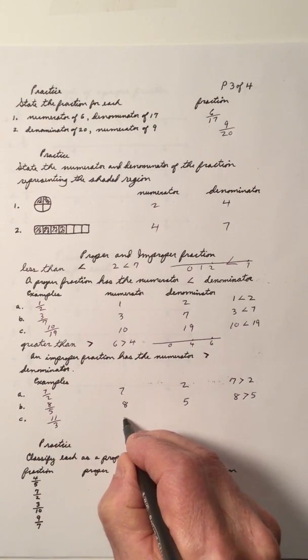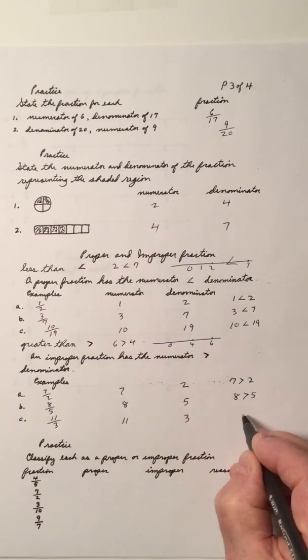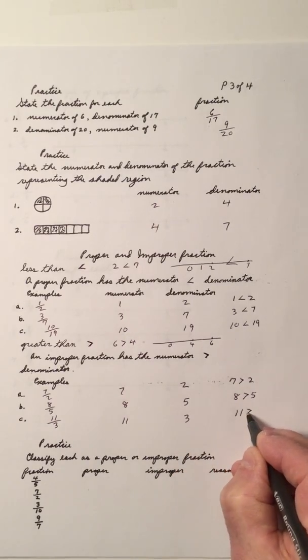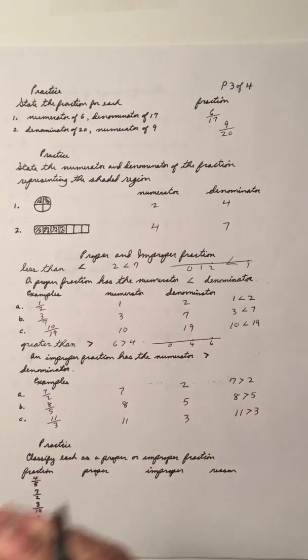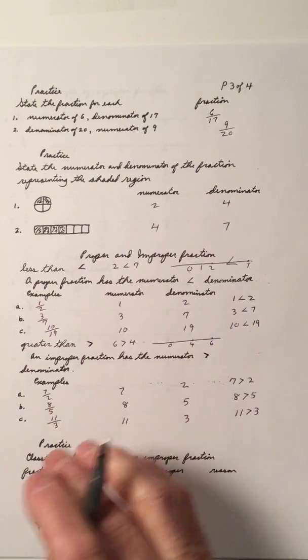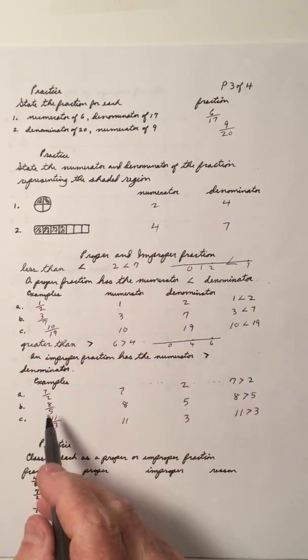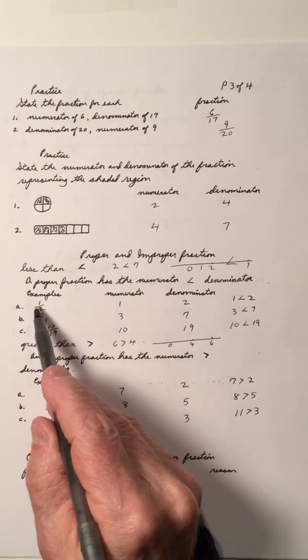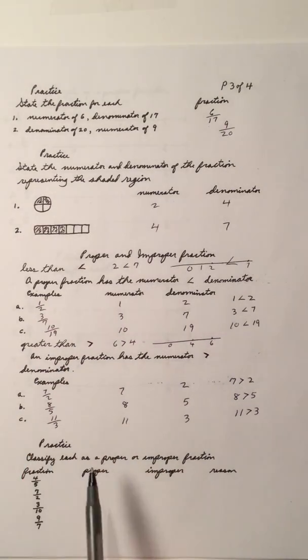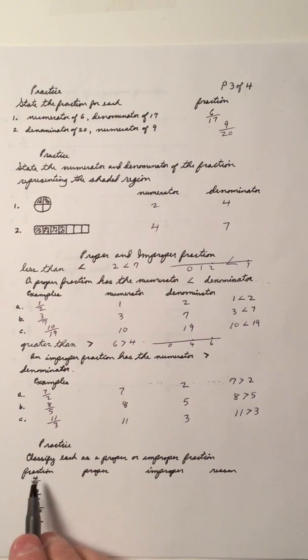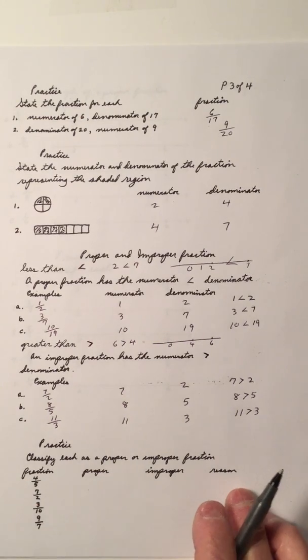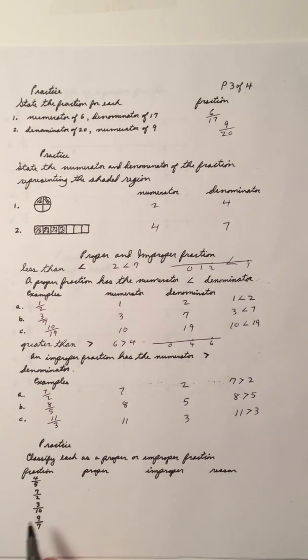So my numerator is 11, my denominator is 3, and 11 is greater than 3. 11 is to the right of 3 on the number line. So this is an improper fraction. Notice proper fractions, improper fractions. Let's practice, pause the video, and come back.